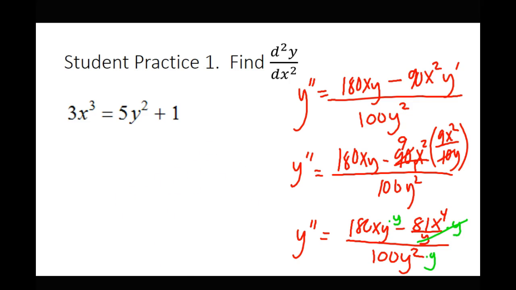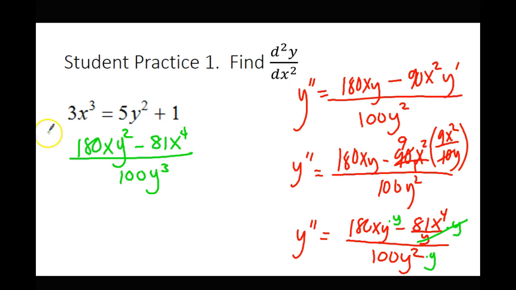Okay, so that leaves me with 180x y squared minus 81 x to the 4th over 100 y cubed. Are we good? Okay, now what can I factor out of the top here? 9. And will 9 reduce with 100? No, so I'm not going to bother factoring then.